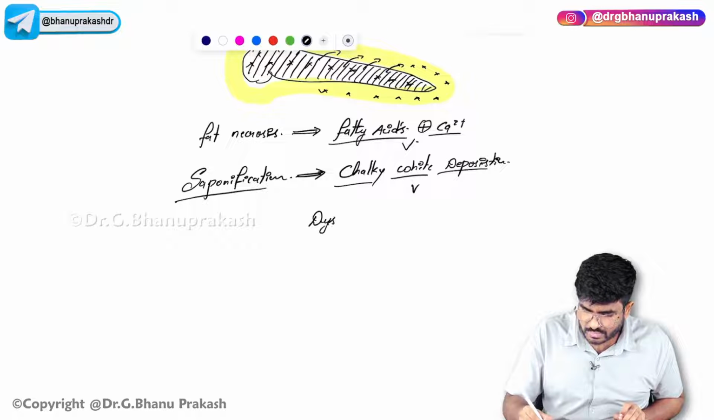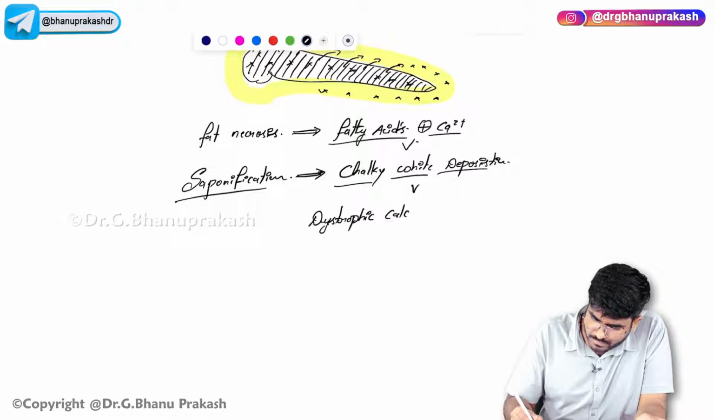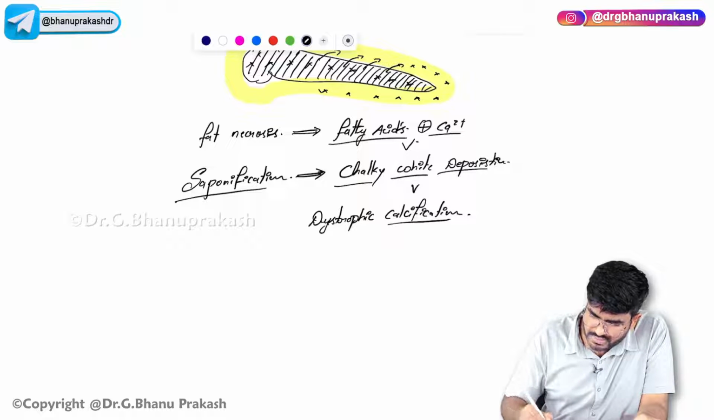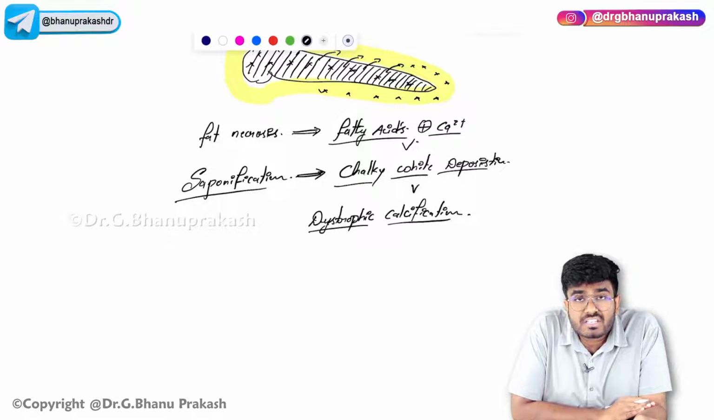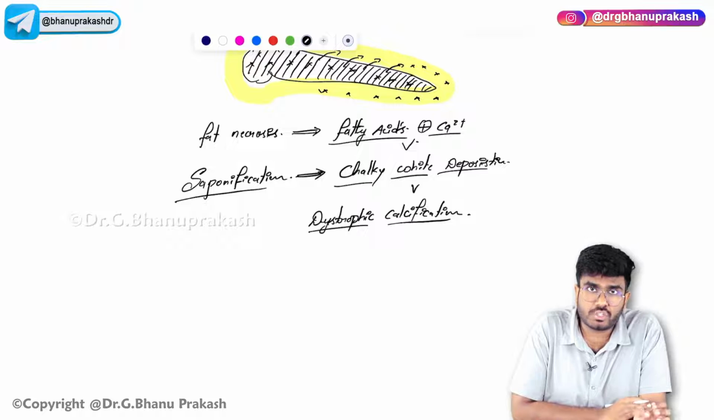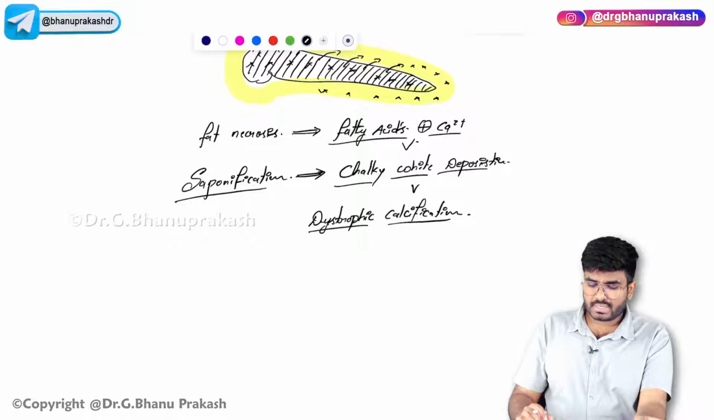There is an example of dystrophic calcification. So, what exactly is dystrophic calcification? If the calcium is getting deposited in the area of damage, in the damaged tissue, if the calcium is getting deposited, that process is called dystrophic calcification.